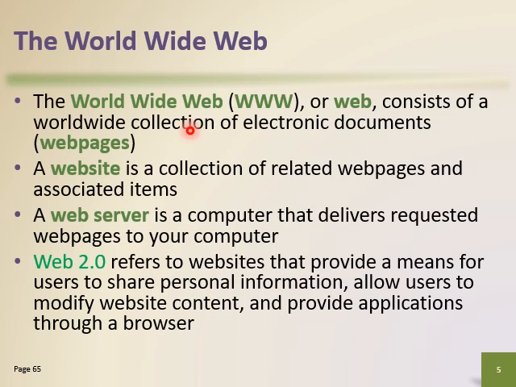So that one single page is a web page, and lots of web pages make up a website. So a website is a collection of many web pages and associated items, videos, pictures, etc. And web pages can be static web pages or dynamic web pages. Okay, I will distinguish it later on.